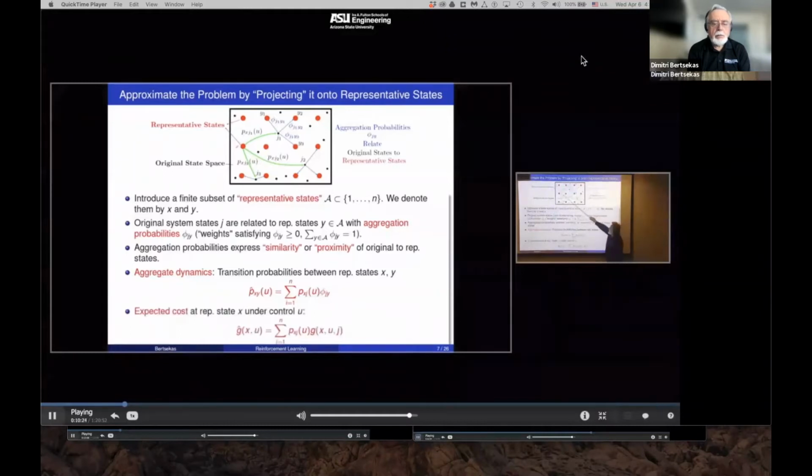In the process of this transition, we incur a cost. What is the cost? Well, along the green arcs, we have a certain cost, g of x, u, and j, and it depends on u. And if we average over all j that come out of this x, we obtain the expected cost from representative state x under control u. So my model is completely defined now. These are the transition probabilities given these phis, and these are the expected costs. And I'm in business with dynamic programming.